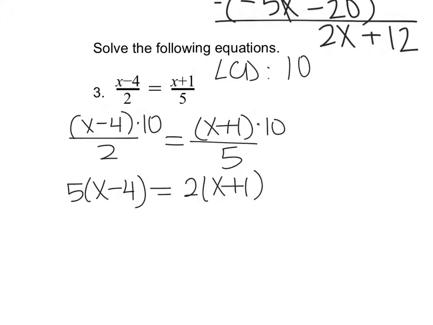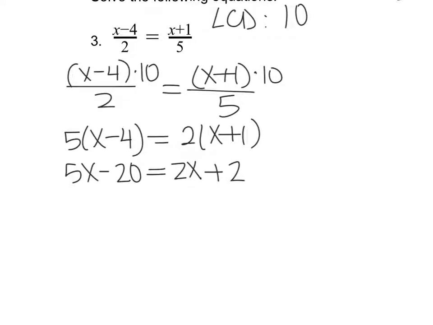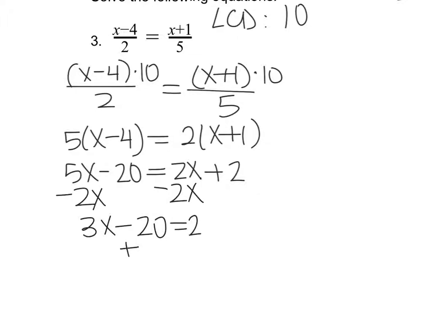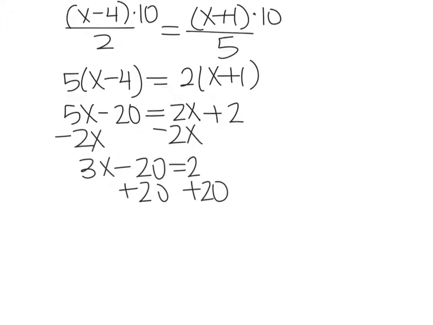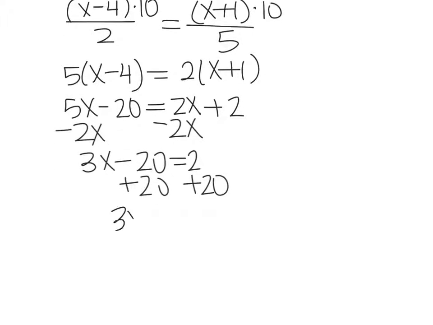So now we're going to distribute. We get 5x minus 20 equals 2x plus 2. And now we work on solving for x. So we're going to subtract 2x from both sides. We get 3x minus 20 equals 2. We're going to add 20 to both sides. We get 3x equals 22.